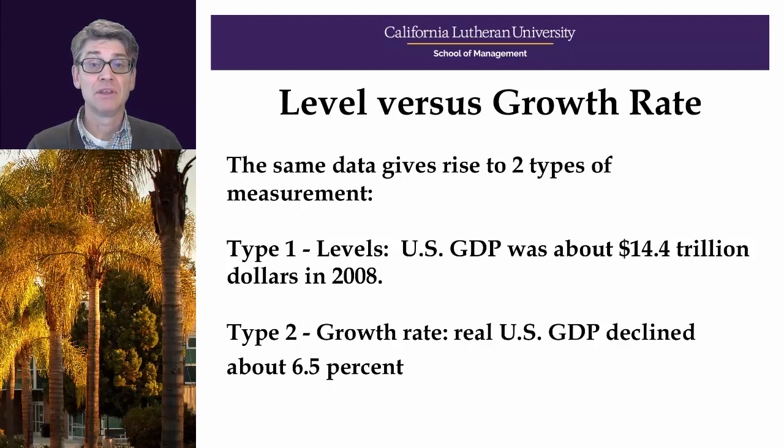How many zeros is that? Just kidding. Type 2 is the growth rate. This same concept, US GDP, shows me that in 2008 quarter 4, the growth rate was negative 6.5%. So I have two different things going on with the same data.